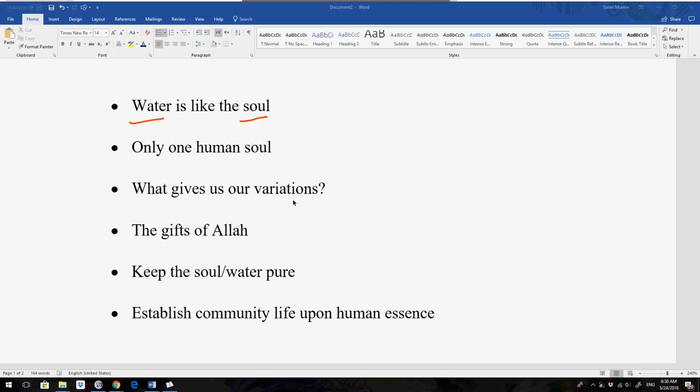Like the plant life. The human being is like the plants. What gives us our variations, though we have one soul, and the plants come from one water? And from that we have the gifts of Allah: keep the soul/water pure, and establish community life upon human essence.